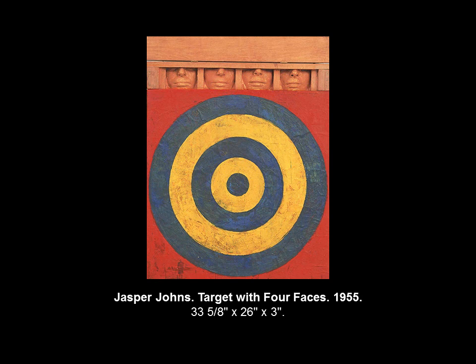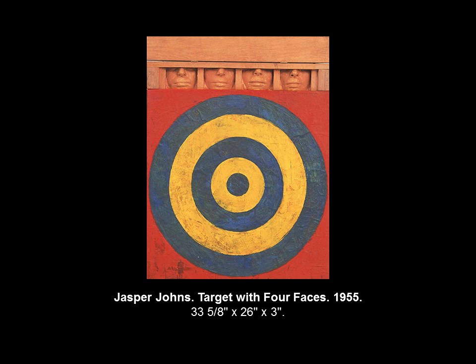In this slide, we have another example of a very influential American artist. This is by Jasper Johns, titled Target with Four Faces from 1955. Johns was very close friends coming up in the New York world with Robert Rauschenberg when they were younger. In the 1950s, right out of art school, in their heavy experimentation phase, trying to figure out exactly where they were going with their art.